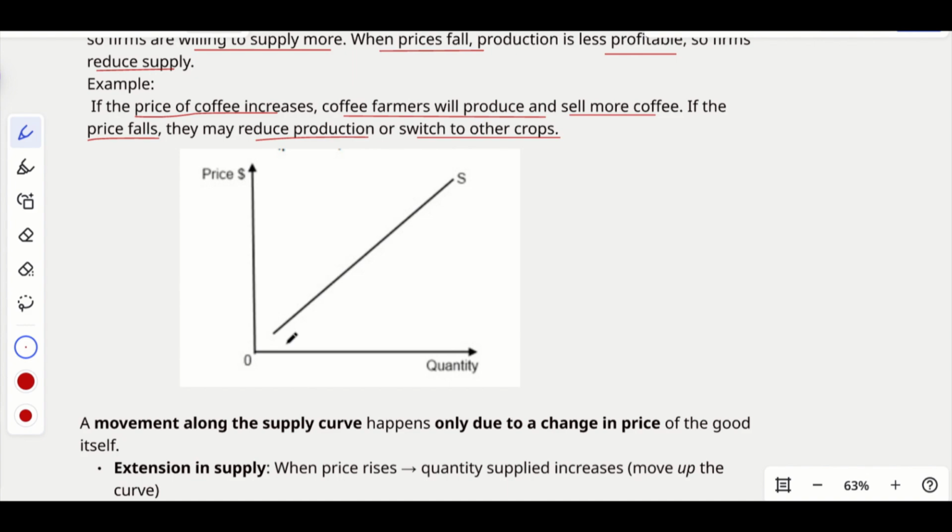So this is a normal supply curve. Okay. So x-axis will be quantity, y-axis will be price. So if the price is this, the quantity supplied will be this. Let's take it as P1 and Q1. And if the price increases to this much, the quantity will increase to this much. See? So as price increases, quantity supplied increases. As price decreases, quantity supplied decreases.